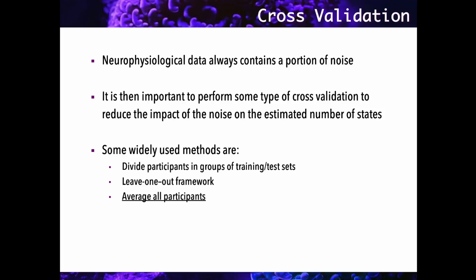Finally, I would just like to give you some brief ideas on cross-validation. Obviously, we expect that our neurophysiological data will always contain a portion of noise, because these are methods that are quite sensitive to many different kinds of possible noise. So it is important and essential to perform some type of cross-validation to reduce the impact that this noise might have on the estimation of the number of states, as I just mentioned in the previous slide.